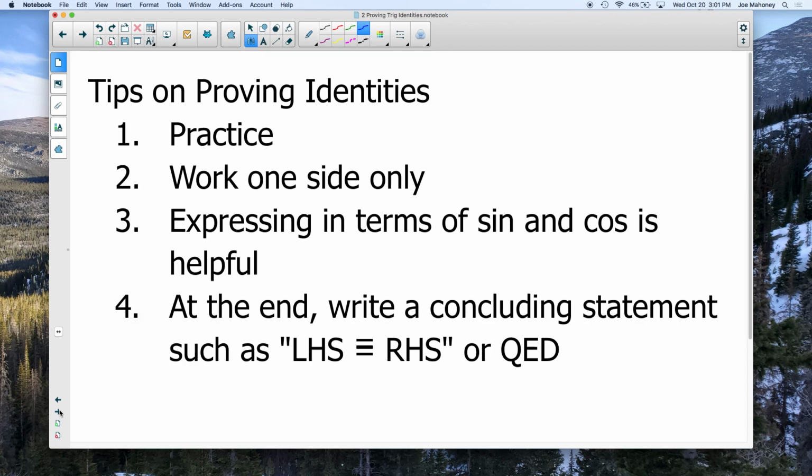Sometimes it's helpful to express things in terms of sines and cosines. That's typically a good thing because, as you saw, sine and cosine can represent all the other trig functions. And at the end, you want to write a little concluding statement, like LHS for left-hand side, equals right-hand side. And notice that I use a triple equal sign. That triple equal sign means the left-hand side can be shown to be equivalent to the right-hand side. Or simply write QED. QED is Latin, which means I'm done, or I've demonstrated what I need to show.